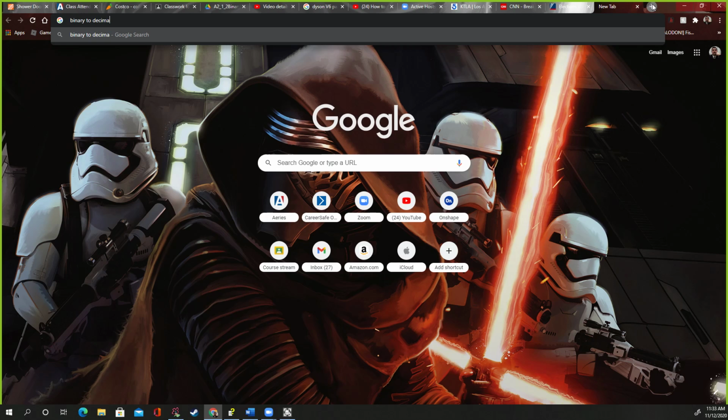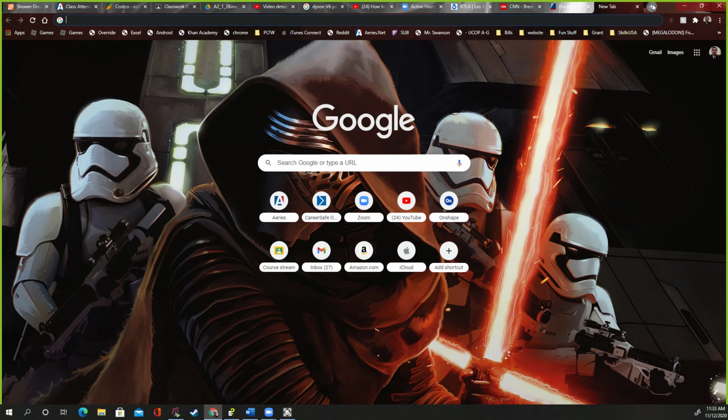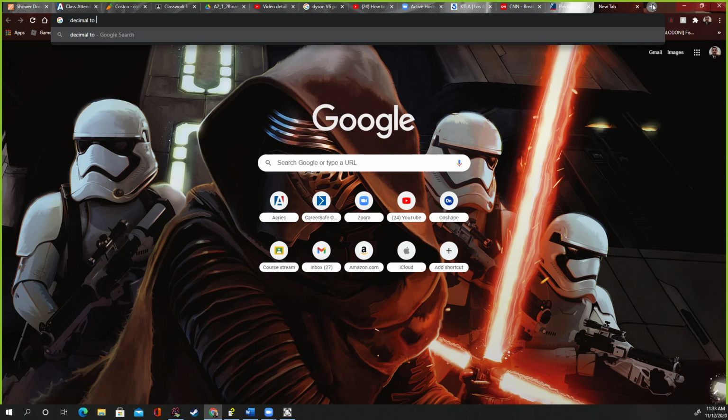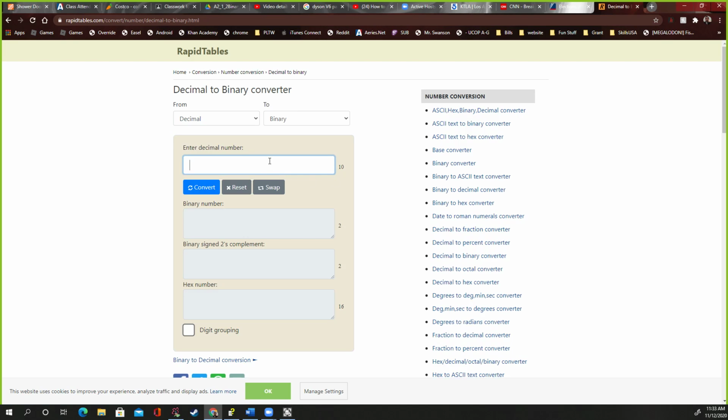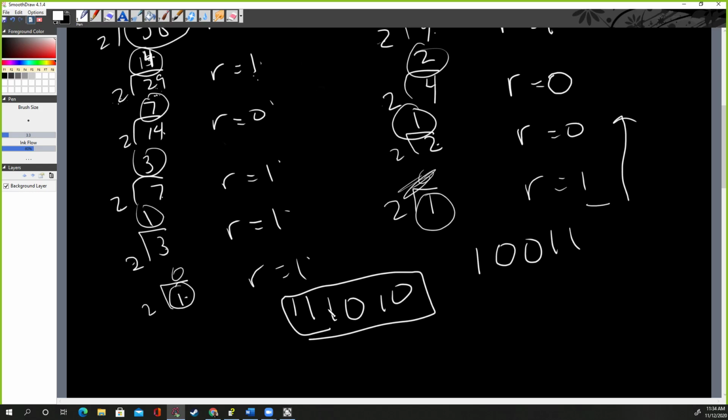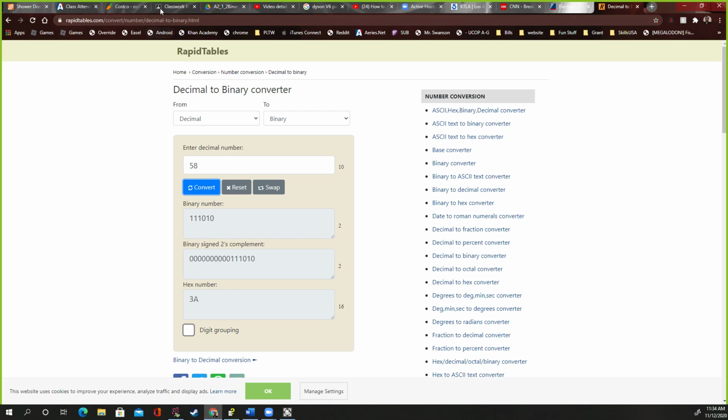Sorry. You could just search "decimal to binary", and here's a converter. Then you just type in 58 and convert, and it's 111010. 111010, and is that what I got? Yeah, so if you want to check your work like that, that's fine. But I just want to see that you did the work, so that you kind of know how to do it.